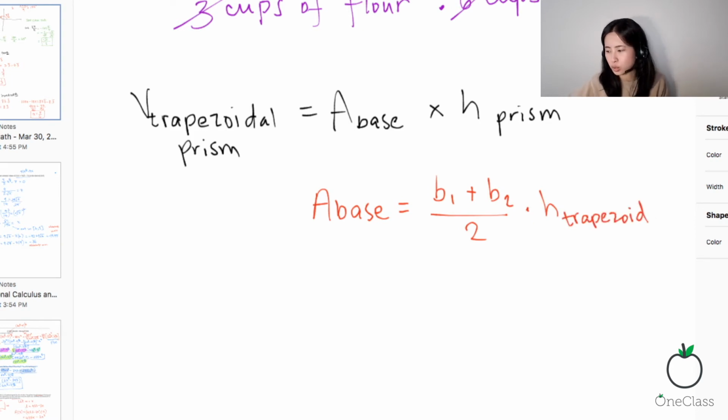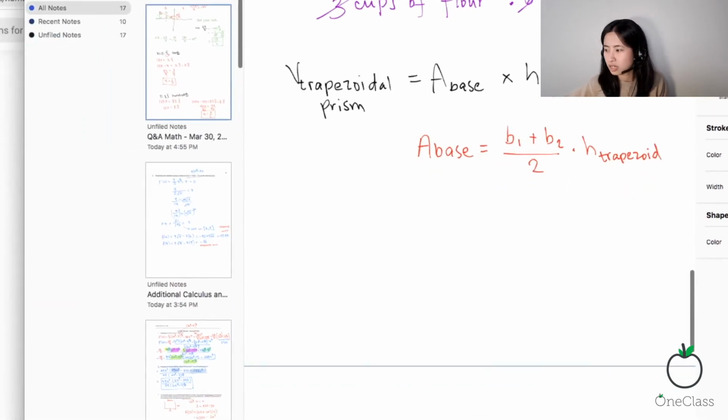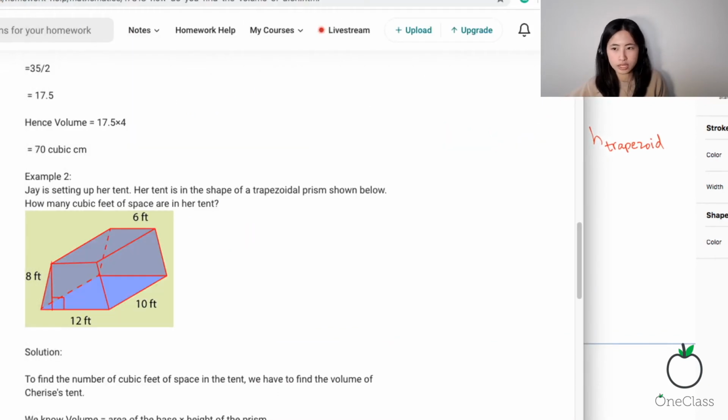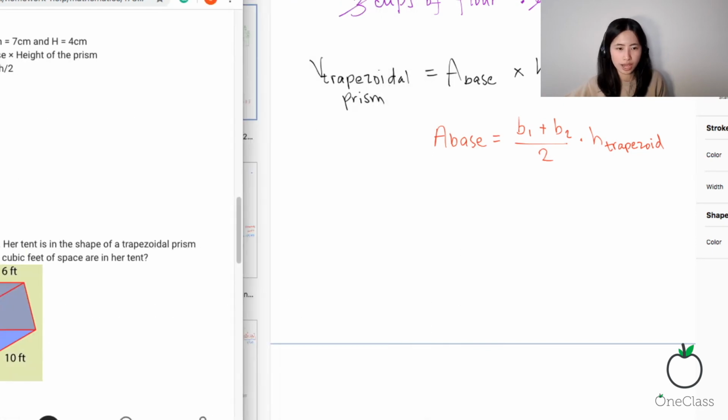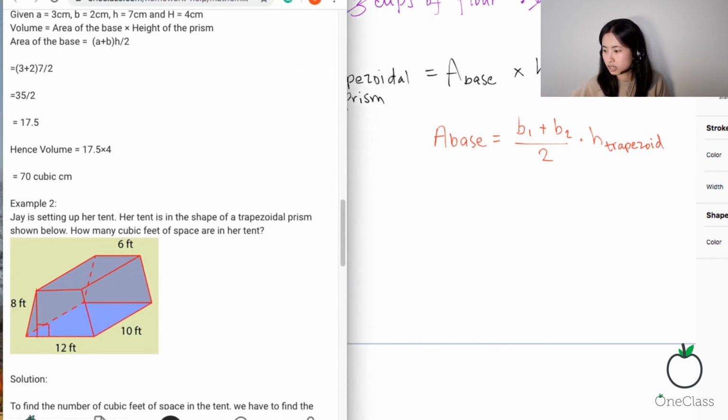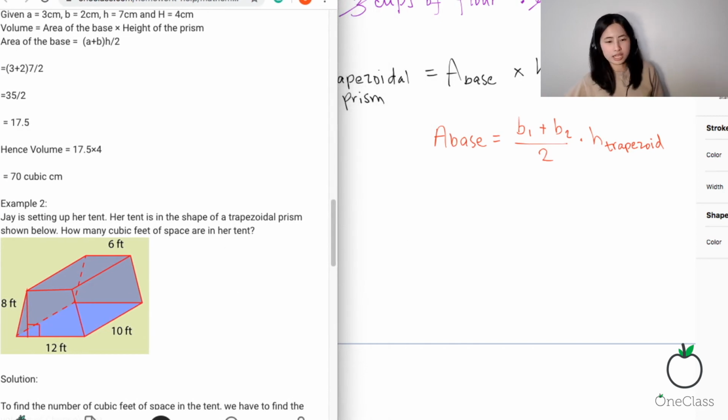Okay, so going back to the figure, let me see if I can squeeze this. Can you guys see this? I would have to make this smaller. Great, so hopefully you can see this. If you're looking at the base, you know that this is 6 over here and this is 6 over here, therefore this has to be 6. So one of the bases of the trapezoid would be 6 feet, and the other one would be 12. Base 1 would be 6 or 12, it doesn't really matter, and the other base would be 12 or 6.